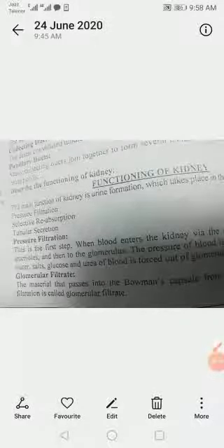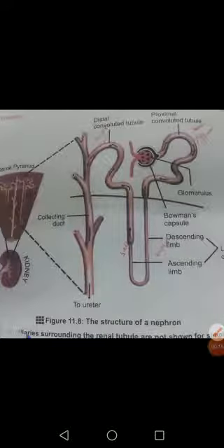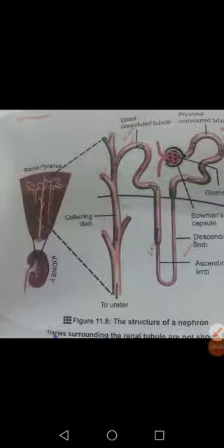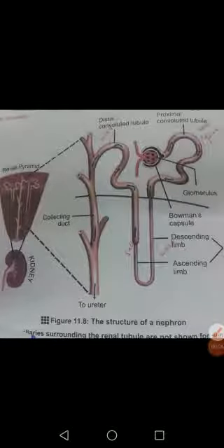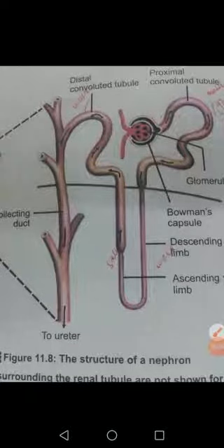Today we will discuss function of kidney. We have discussed the functional unit of kidney in our previous class. That is nephron. We have discussed its structure. As you know, nephron is made up of two parts: renal corpuscle and renal tubule. Renal corpuscle is divided into two parts, glomerulus and Bowman's capsule, and renal tubule is divided into three parts: proximal convoluted tubules, loop of Henle, and distal convoluted tubules.